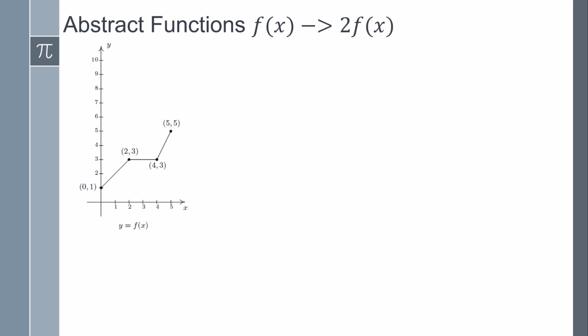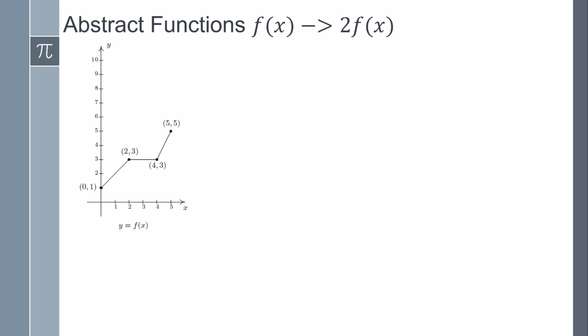But what happens when we are applying this vertical scaling to our graphs? Now, we're not really going to focus on anything in this class that deals with the x. It's just going to be with the y.